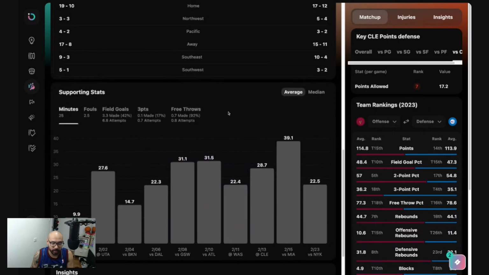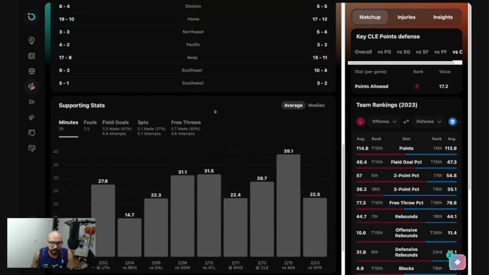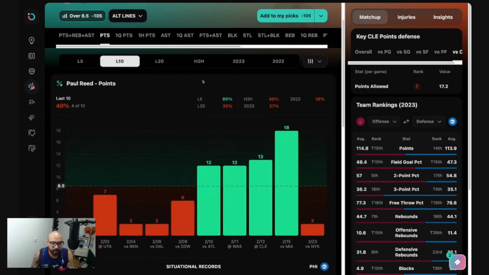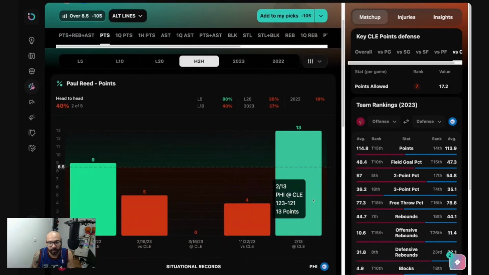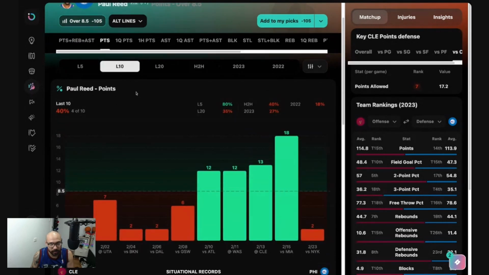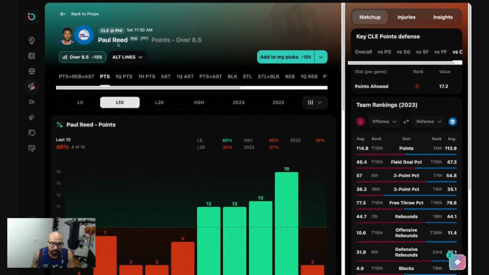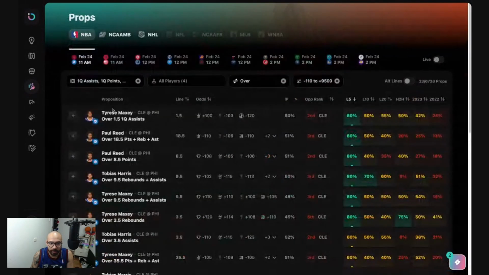So he's been playing in Joel Embiid's position for a bit longer than this, but it's clear that he's probably getting the lion's share of minutes here. And he scored 13 points the last time he versed Cleveland. The matchup, somewhat difficult. So even though his more recent form is very good, there's not enough reason for me to take Paul Reed in this one.